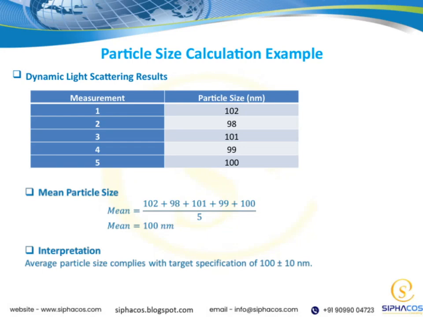Here, we see a simple table showing particle size measurements in nanometers. 5 separate readings range from 98 to 102 nanometers, all tightly grouped. This slide gives us a clear example of how dynamic light scattering helps calculate particle size. By taking multiple measurements, we get a reliable average, which is crucial for understanding the consistency and quality of the particles we're studying. It's a straightforward but essential step in our analysis.